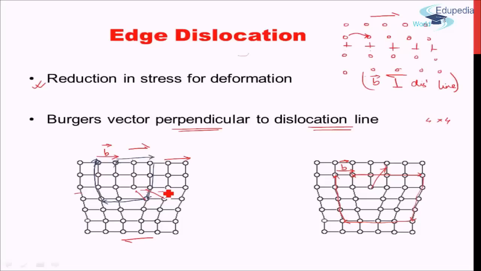Fine. This gives you an idea about edge dislocation and the importance of dislocation in the properties of a material. We'll discuss it further in future lectures. Now let us get an idea about screw dislocation.